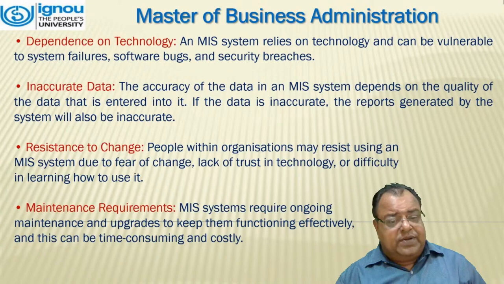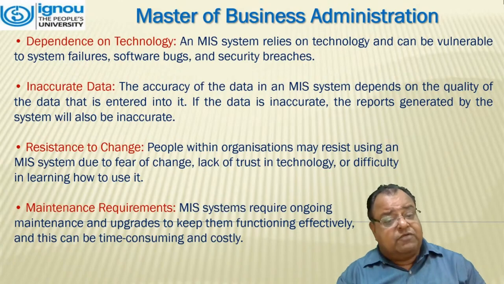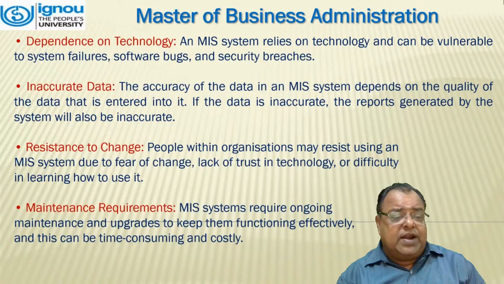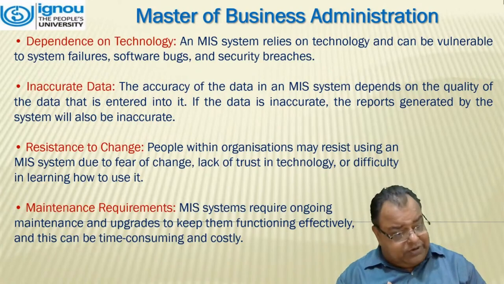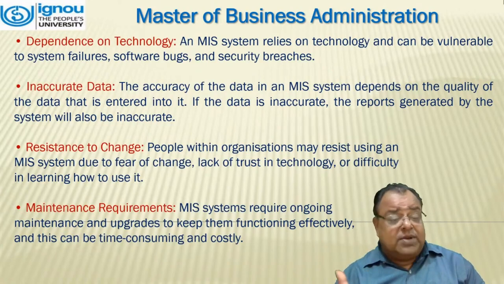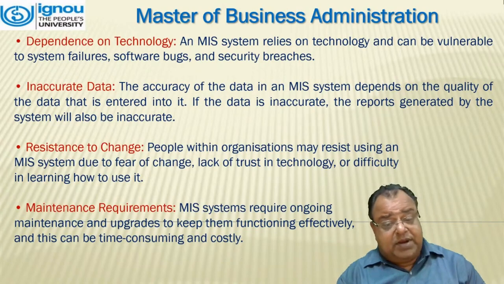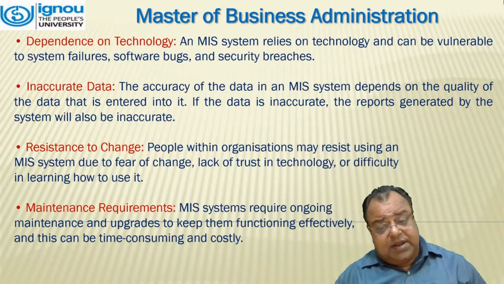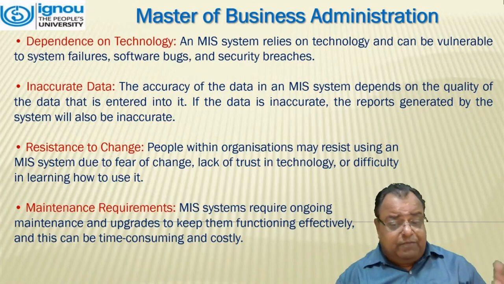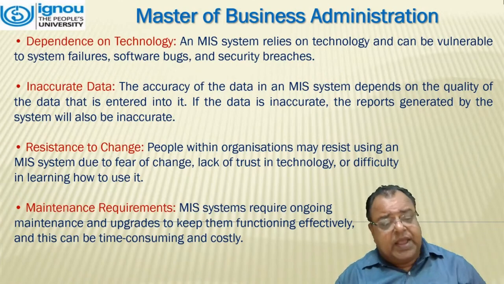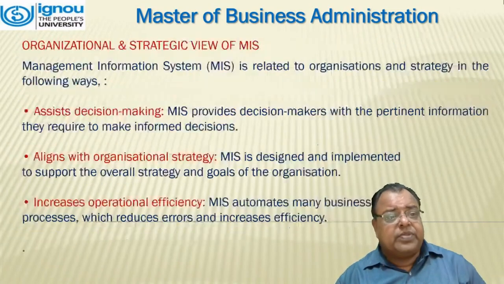Resistance to change. People within organizations may resist using an MIS system due to fear of change, lack of trust in technology, or difficulty in learning how to implement it. Then, the most important part is the maintenance involved. An MIS system requires ongoing maintenance and upgrades to keep it functioning effectively, and this can be a time-consuming and costly affair.